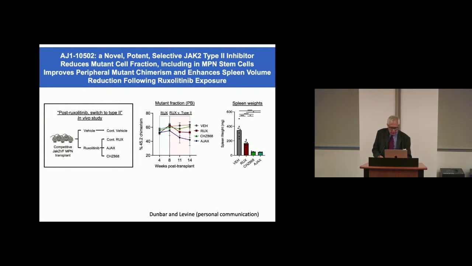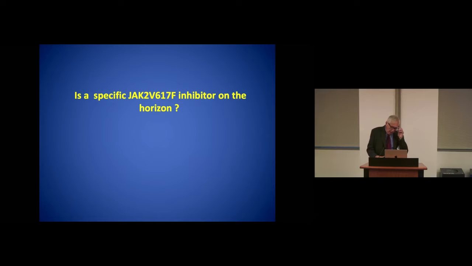And what they showed here at ASH last year is that these type 2 JAK2 inhibitors, here's their Ajax compound, and this is going to go into the clinic probably in the fourth quarter of this year, reduce the number of hematopoietic cells to a greater degree than ruxolitinib and also decrease the splenic weight. So it appears to be more effective. But the question is, does it actually target the stem cell? And the other question is, is a specific JAK2 V617F inhibitor on the horizon? From my understanding, we'll learn about that in December at the American Society of Hematology.